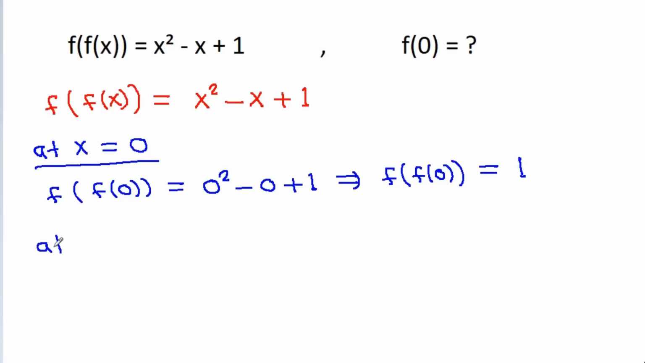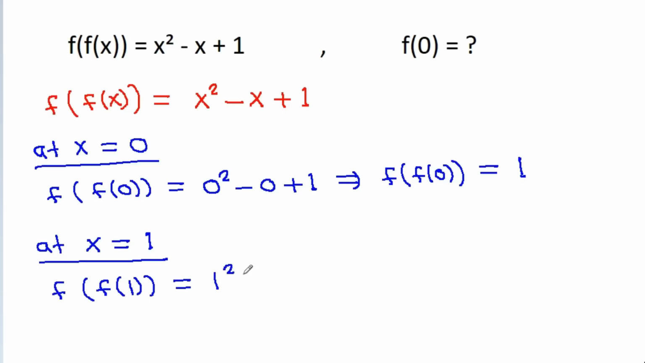And at x is equal to 1, f of f(1) will be equal to 1 squared minus 1 plus 1. That means f of f(1) is equal to 1 minus 1 plus 1, which will be 1.